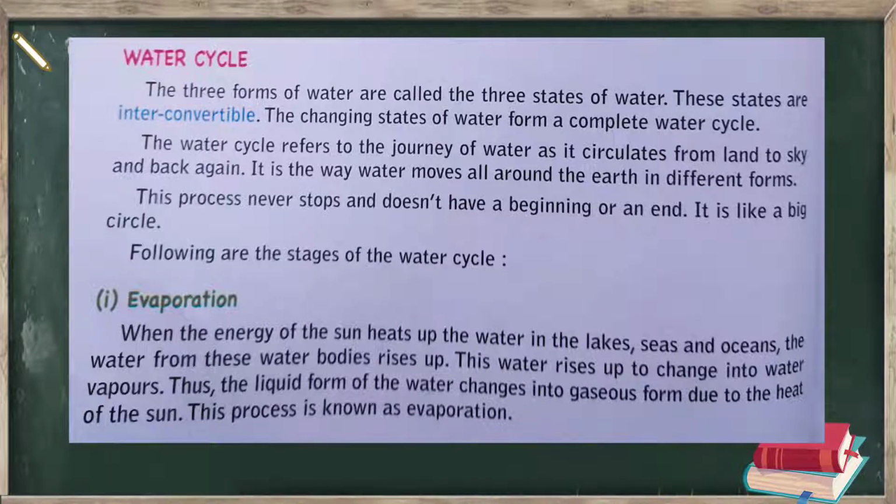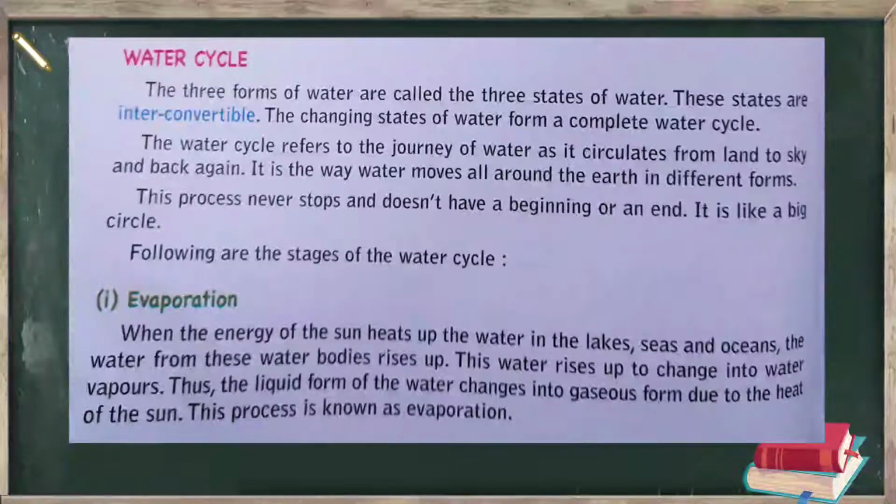What is the water cycle? Like a cycle, it is moving and making a circle all around. In the same way, the water cycle is the cycle in which water is circulated from the land to the sky and again back to the land. That is why it is called the water cycle. This process never stops and doesn't have a beginning or end. It is like a big circle. Now we are going to discuss the stages of the water cycle.